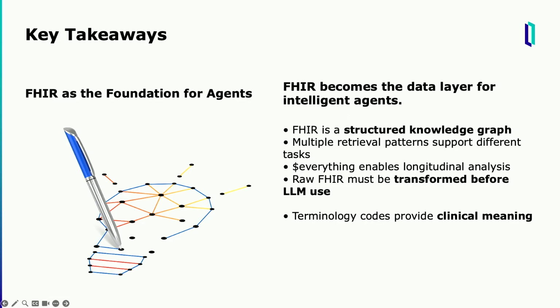Because FHIR is the data layer, we could use a structured knowledge graph. So $everything can give us this longitudinal context on a patient, but then we could do things where we translate terminology codes. If we do that incorrectly, though, if code resolution is wrong, when an agent does a FHIR query, it's likely to either give no results or the wrong results will be returned. And we'll see this later.